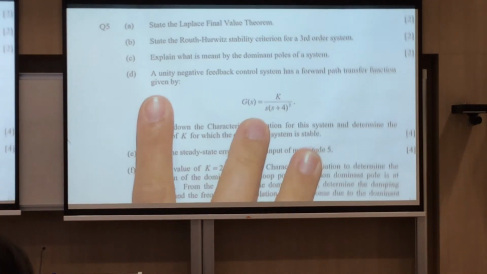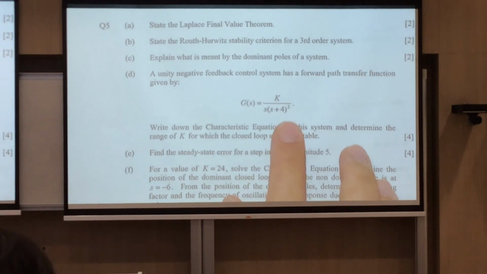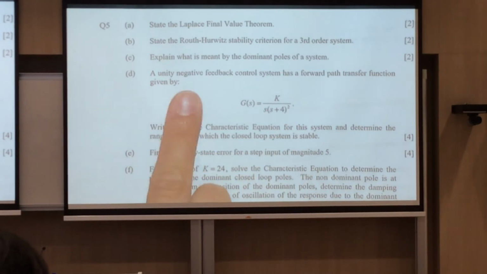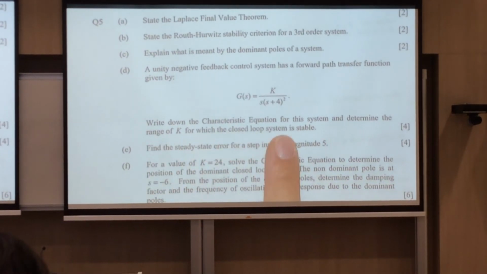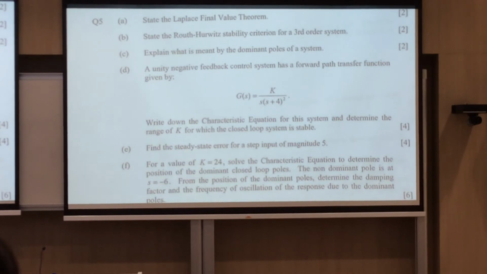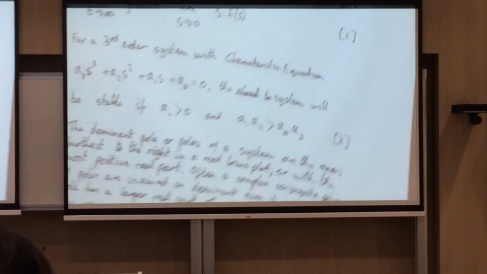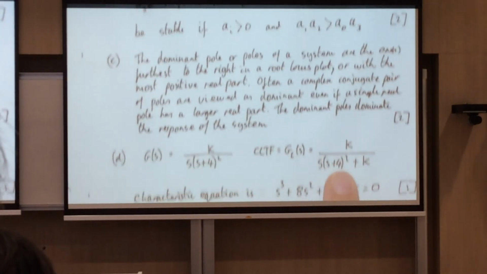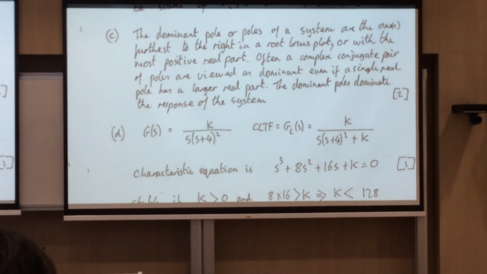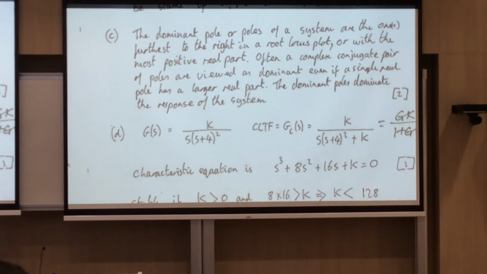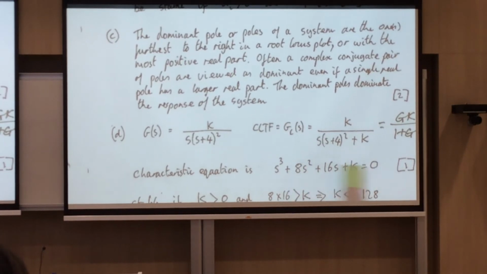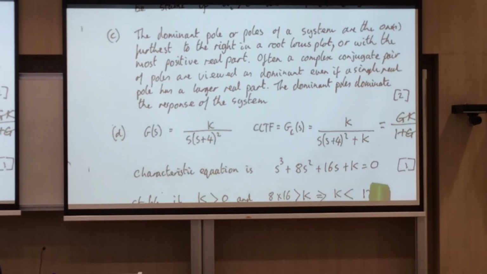B. We tell you the transfer function for the forward half over here, but we tell you that it's a unity negative feedback system. So write down the characteristic equation and determine the range of K. Unity negative feedback says that the closed loop transfer function is GK over 1 plus GK. If you simplify it, the characteristic equation is the denominator equal to 0.